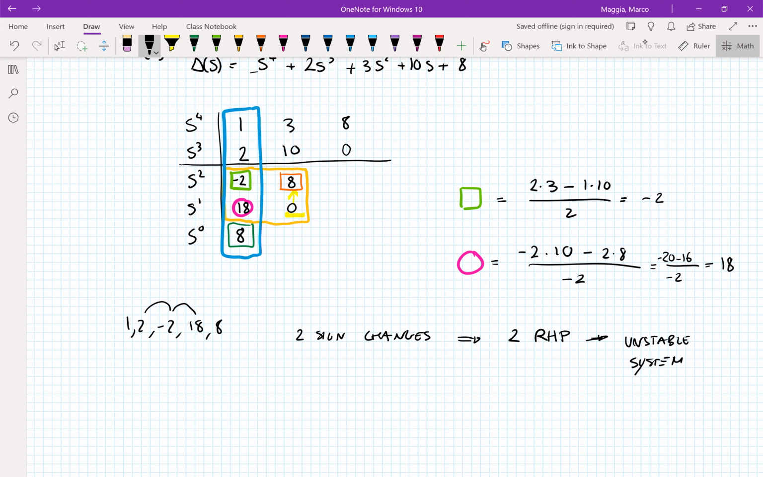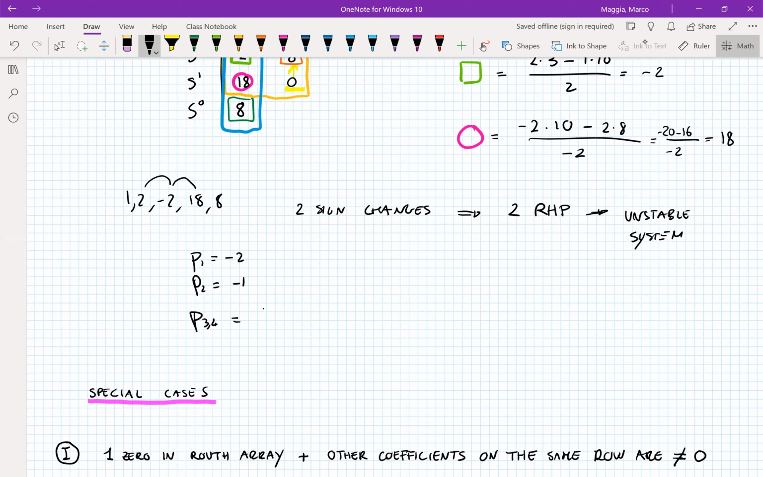Once again, if we were able to compute directly the poles, we would see that one would be equal to minus 2, then another one equal to minus 1, so on and so forth. And the remaining 2, P3 and P4, are equal to plus 1/2 plus or minus i square root of 15 over 2. So you see that the real part of P3 and P4 is positive. Therefore, the system is unstable.